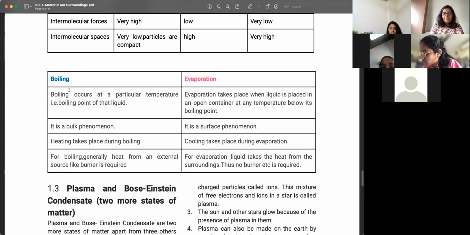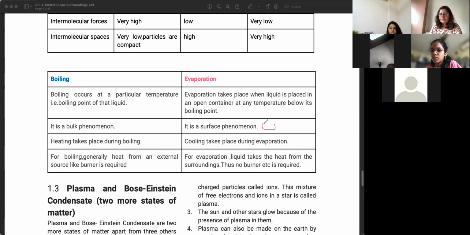So boiling, first point, it occurs only at a particular temperature, which is called the boiling point. Evaporation takes place when it's placed in an open container at any temperature below the boiling point. Boiling is a bulk phenomenon. Evaporation is a surface phenomenon. Iska meaning kya hai? So surface phenomenon, we already discussed. Only the molecules on the surface are capable of evaporating.